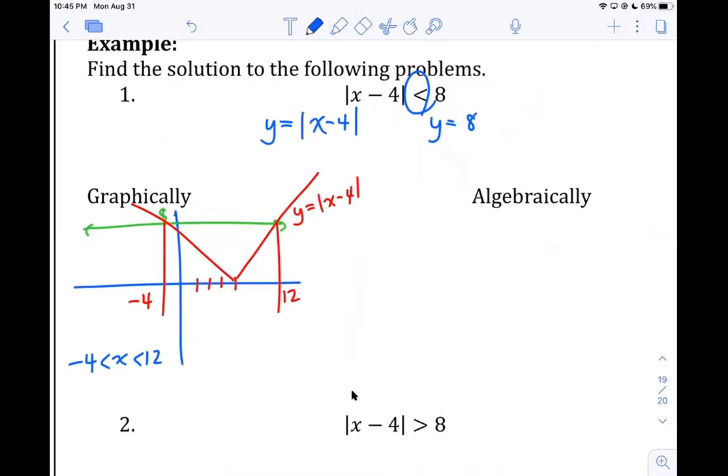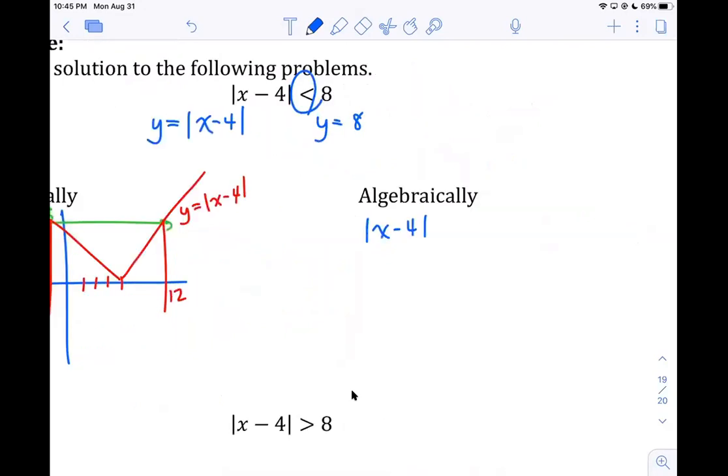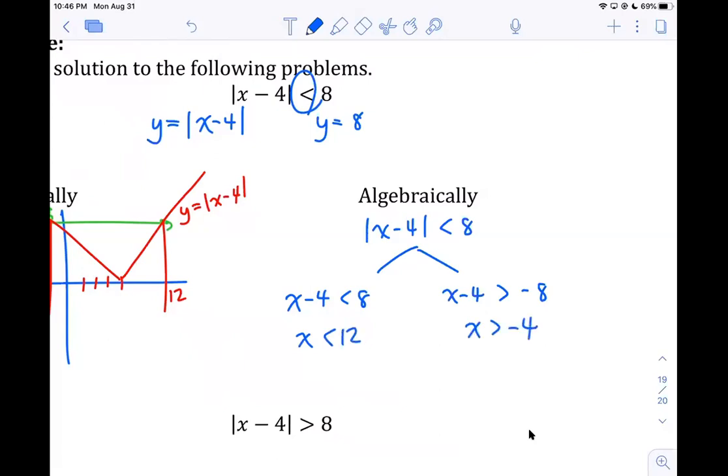Now, algebraically, we already know how to solve this. What we do is we split it into two. We rewrite the problem without the absolute value as is, and then we rewrite the problem, but this time we change it to a -8, which means we have to change the sign. Okay, so then we solve this. So x is less than 12, and x is greater than -4. And you can see that it is the same answer.